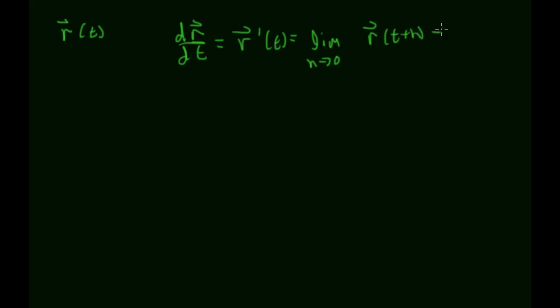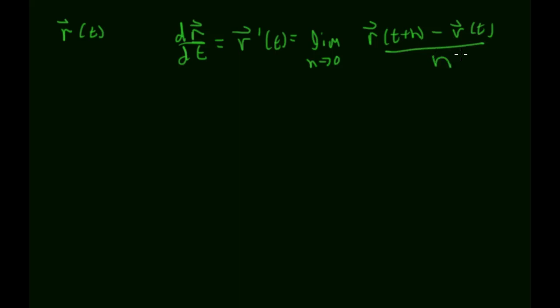Okay, so we want to look at taking derivatives of vector valued functions, and this is a pretty straightforward idea. If the vector valued function r of t exists, its derivative, the derivative of r with respect to t, which we're going to call r prime of t, is just the limit as h approaches 0 of the vector valued function at t plus h minus the vector valued function at t, all over h. Okay, so that's how we do the definition.